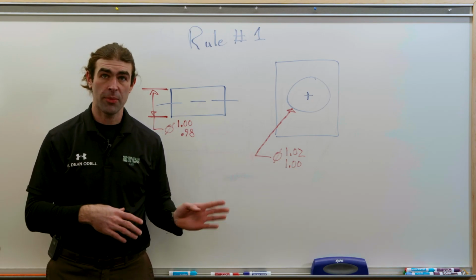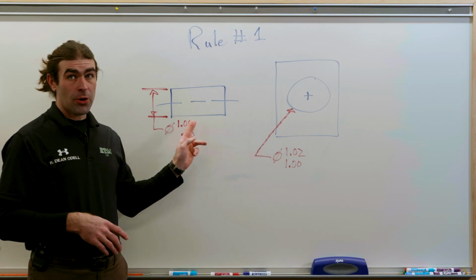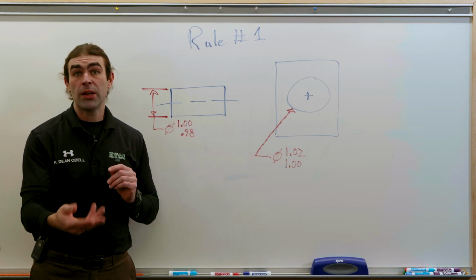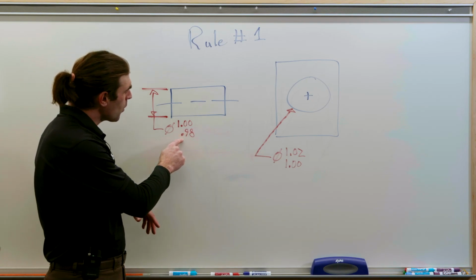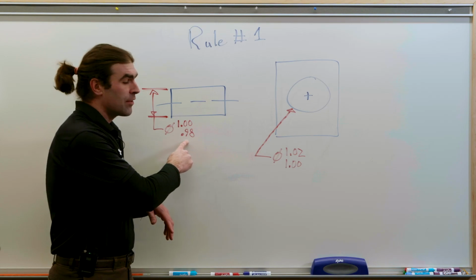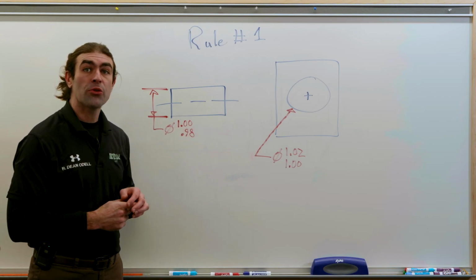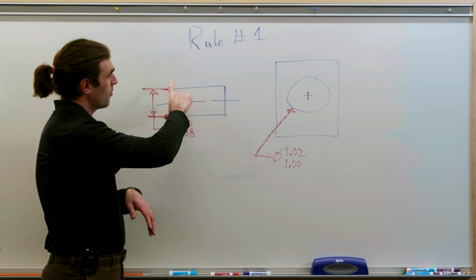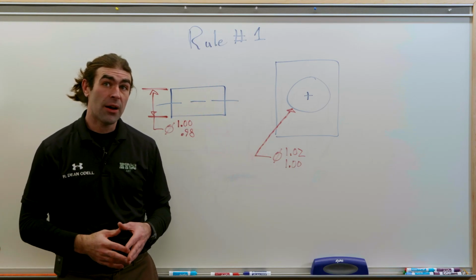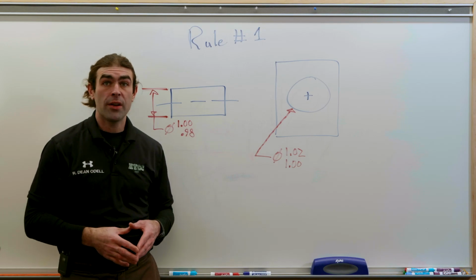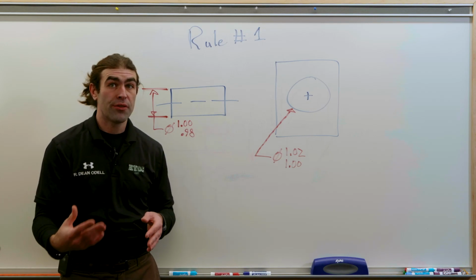So there's two requirements for this part. It's got to fit through the gauge, to make sure it doesn't violate perfect form, and we have to make sure that it's not smaller than 0.98, which we can do with 2-point measurements. So measure it here, here, here with something like a caliper. Okay? So that's how rule number 1 applies to individual features.